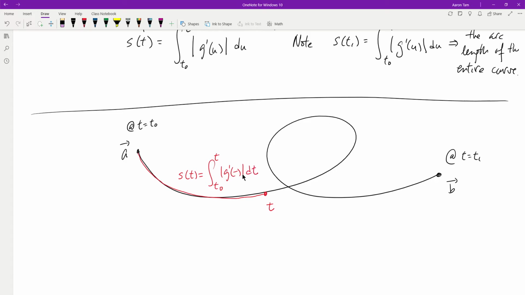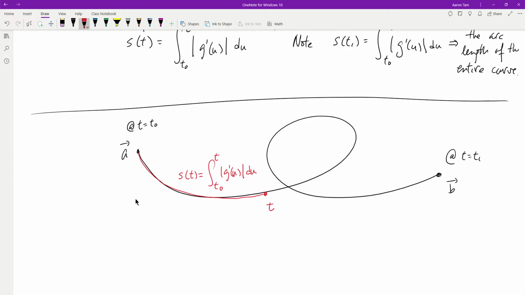Nope, I'm going to have to use a different letter. Remember, I can't use t because t is on the upper limit already. So that's basically what this function does. When I move t to a different value, if I make t a bigger value, then this point would actually move further down the curve, and therefore the integral will give you a longer arc length.